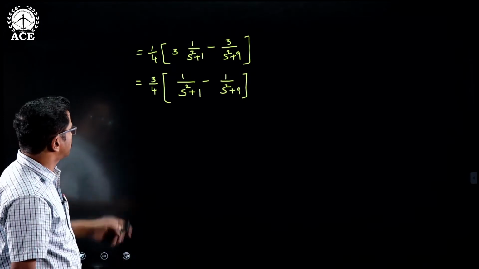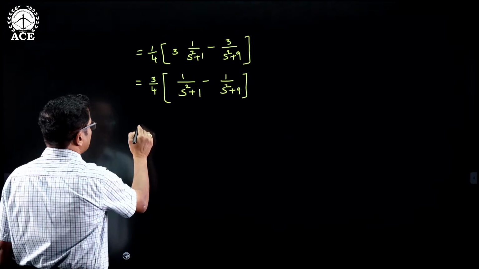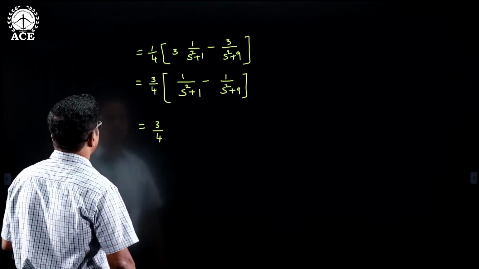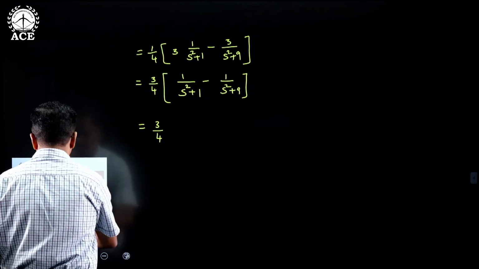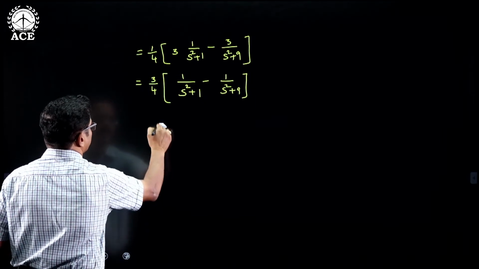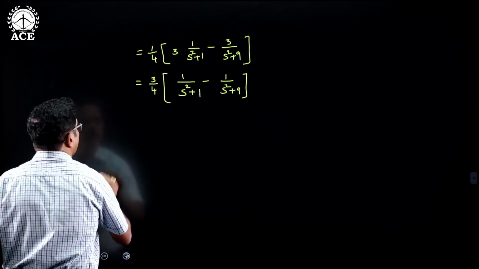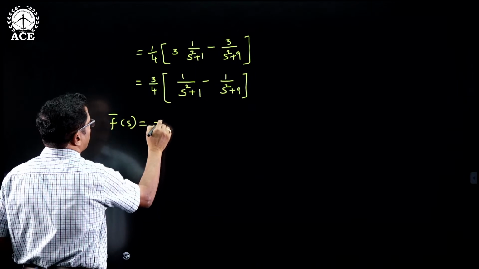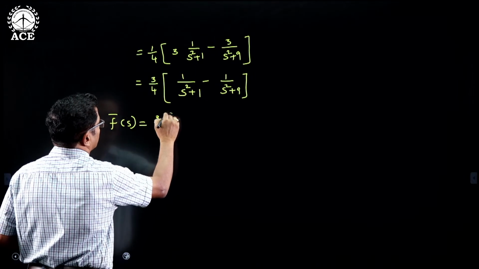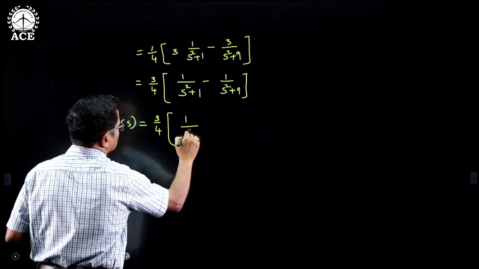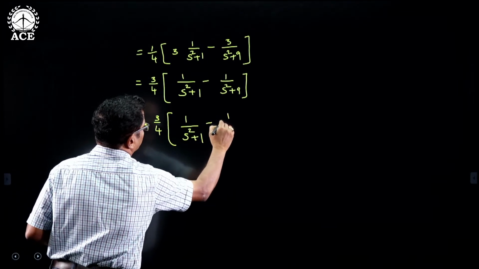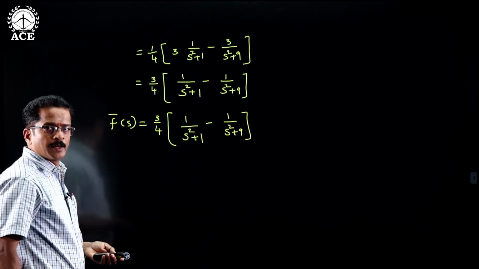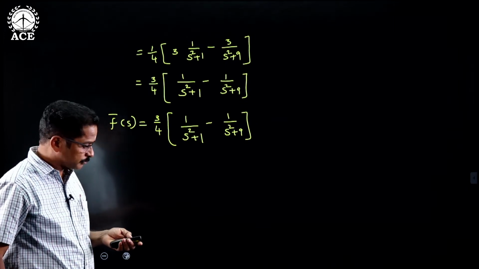Right. Now you can simplify this further, or you can leave it like this, because we still need some further calculations on it. So let us represent f bar of s equals 3 by 4 into 1 by s square plus 1 minus 1 by s square plus 9. Okay, f bar of s I evaluated.